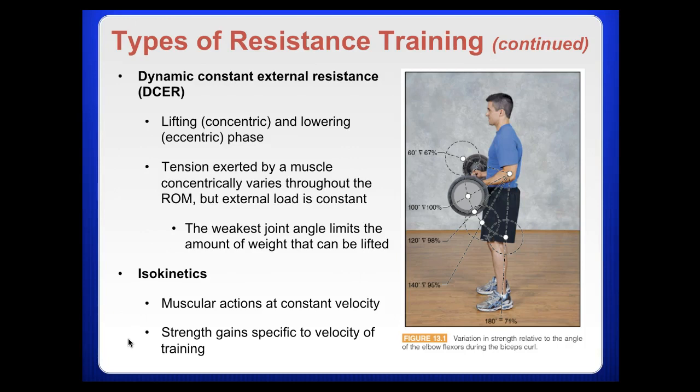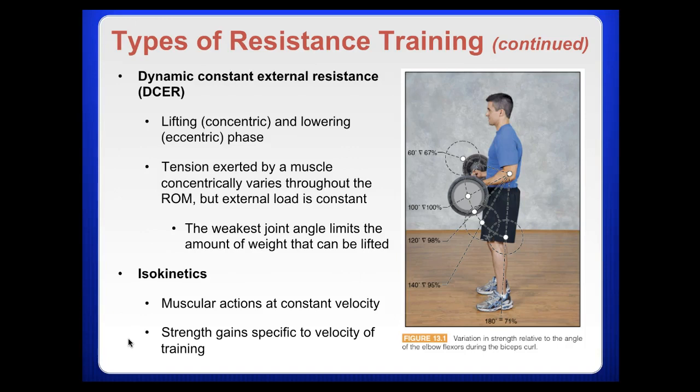Next, we have dynamic constant external resistance, or DCER. This is a type of resistance training that involves lifting and lowering something. So you can typically do this using free weights like barbells or dumbbells. You can also do this using weight machines. These are all dynamic because the weight is being lifted and lowered through a predetermined range of motion.